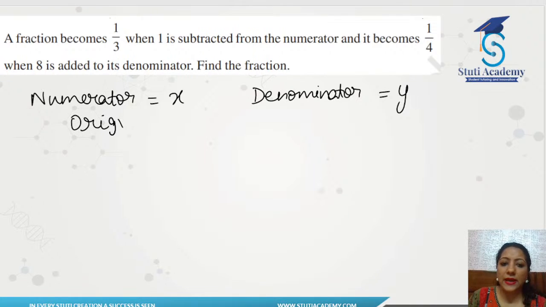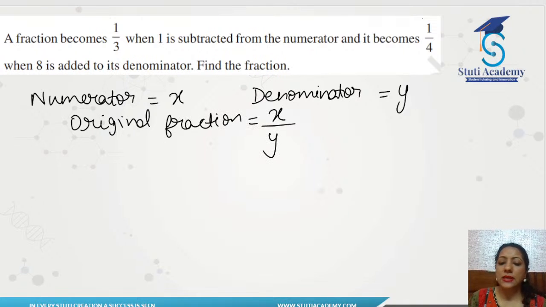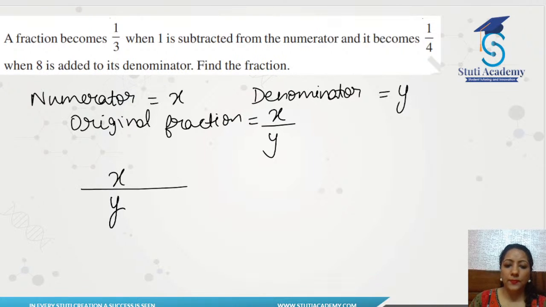So the original fraction here would be x upon y. Numerator x we have taken, denominator y. So the original fraction is x upon y. Now, according to the question, it's given a fraction becomes 1 by 3 when 1 is subtracted from the numerator. So if you take the original fraction here, x upon y, and you subtract 1 from the numerator, this becomes 1 by 3. So that's the first equation which we have.